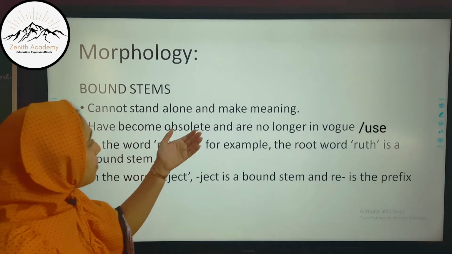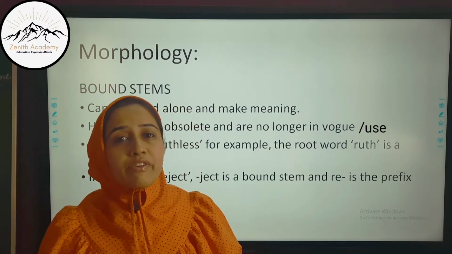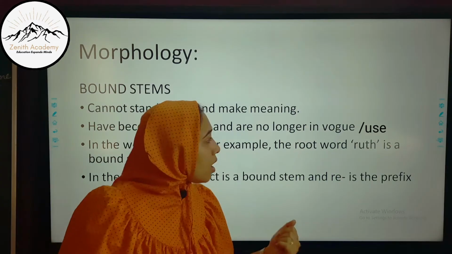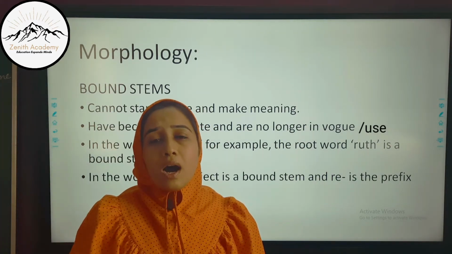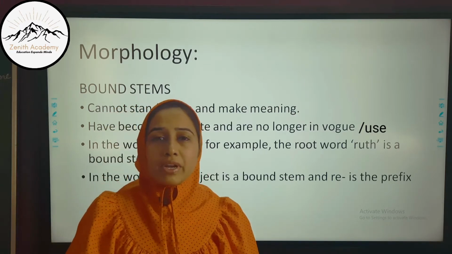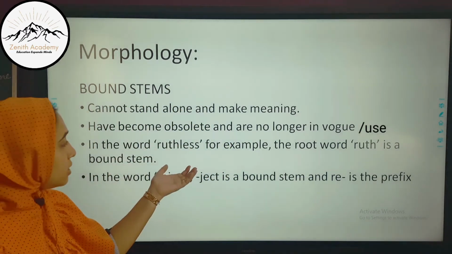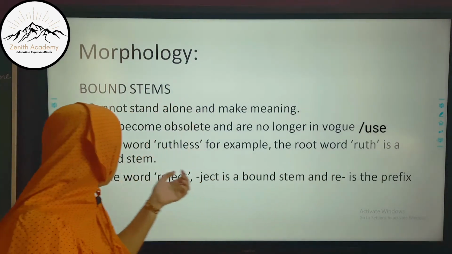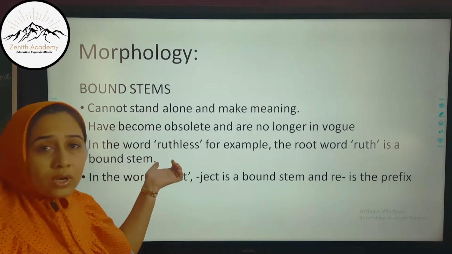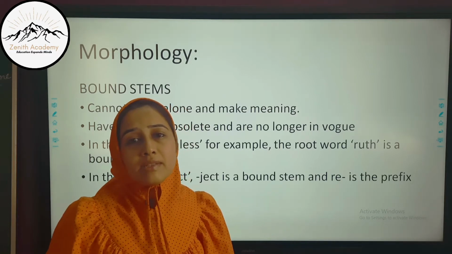They cannot stand alone and make meaning, meaning these are the words which do not seem meaningful without the suffix or prefix. They have become obsolete and are no longer in vogue, meaning bound stem root words are words which might be used in ancient English or in other literatures but are not in current use. In the word ruthless, for example, the word ruth is a bound stem word because when you remove the suffix less, ruth alone does not make any meaning and cannot be used individually in formation of any sentence.